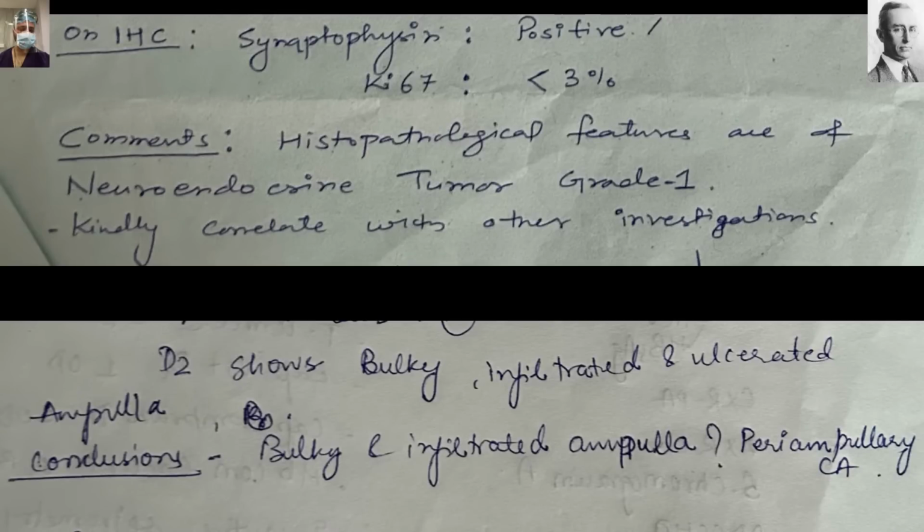The upper GI endoscopy confirmed the CT scan findings, suggestive of an infiltrated ulcerated ampulla, and biopsy was taken, which was suggestive of grade 1 neuroendocrine tumor with Ki67 index of less than 3%, which was positive for synaptophysin. So now we are dealing with a NET grade 1 in the ampullary region.